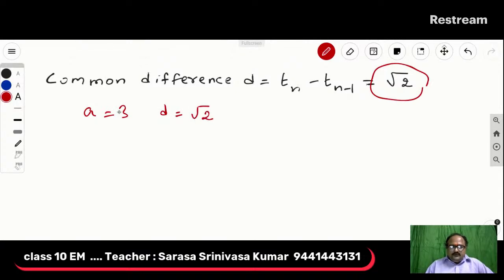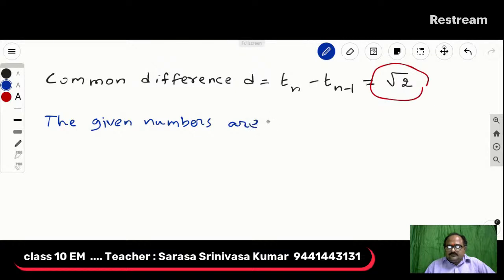Therefore these numbers form arithmetic progression. So the given numbers are in arithmetic progression. The given numbers are in arithmetic progression. Now we have to find 5th term, 6th term and 7th term.